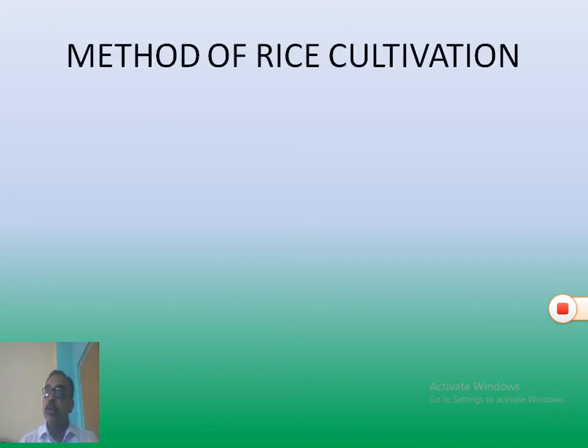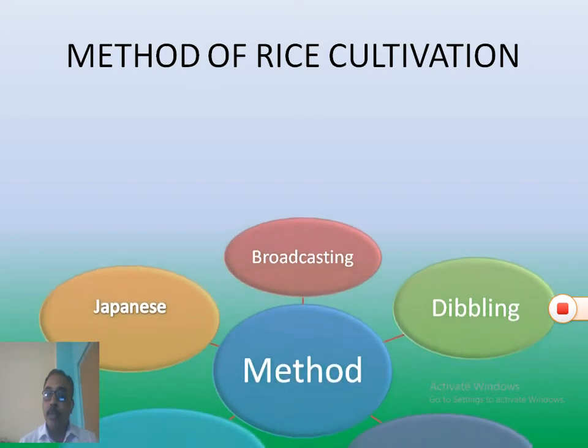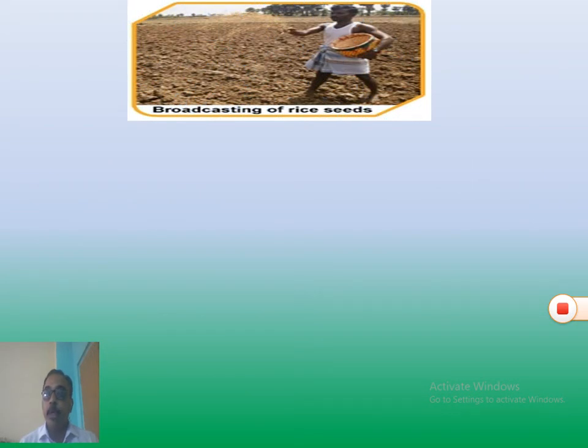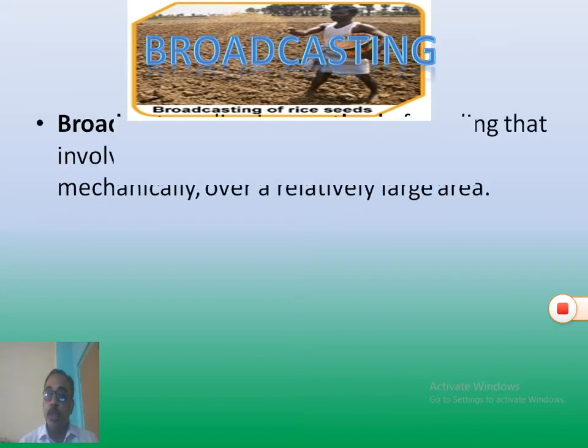What are the methods of rice cultivation? Now if you check, there are 5 methods of rice cultivation: broadcasting, dibbling, drilling, transplantation and the Japanese method. So these are the 5 methods and we'll be dealing with them one by one. First of all, it is the broadcasting of the rice seeds. If you see that, the farmer is throwing, scattering the rice seeds. And that is what is broadcasting.